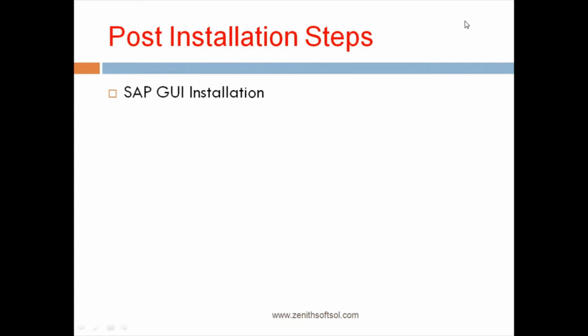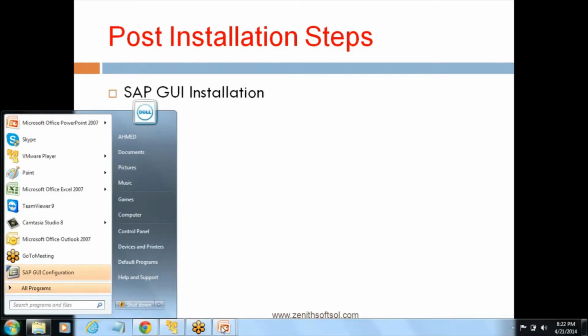I already explained before that SAP runs on 3 layers: presentation, application, and database layer. We installed the MaxDB database, so that is our database server, and you also saw the SAP installation, the application instance, which is our application layer. The third layer is the presentation layer, which is the GUI. Once you install the GUI, you will be able to connect to the SAP server. So let's go and install SAP GUI.